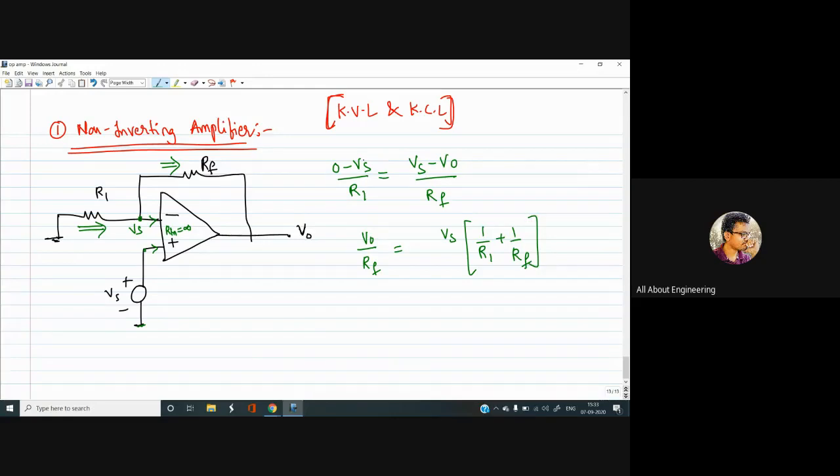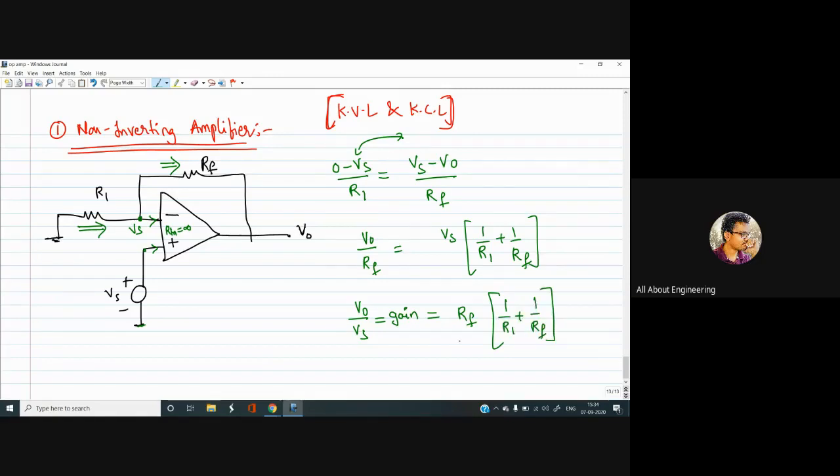So I took this left hand side part to the right hand side and this V0 term to the left hand side. Now V0 by Vs is what, the gain, right? Output by input. The input is Vs and the output is V0. V0 by Vs equal to gain, which is equal to RF times of 1 by R1 plus 1 by RF.